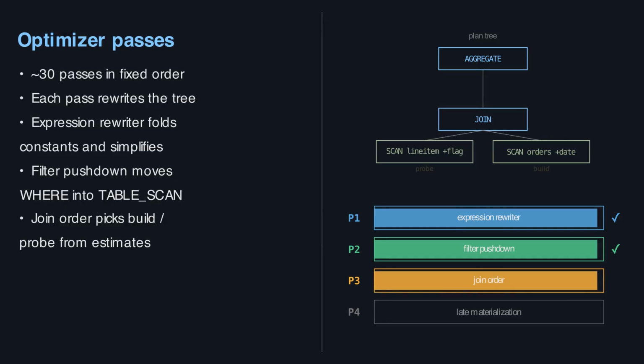The expression rewriter folds constants and simplifies casts. Anything the engine can compute at compile time, it does. Filter pushdown moves where predicates as deep as possible, ideally into the table scan. Join order picks which table builds the hash table and which one probes it, using estimated row counts. Late materialization, when the query has order by plus limit, splits the scan into a narrow phase and a wide phase to avoid copying columns you do not need. Each pass takes microseconds. The whole optimizer typically runs in 1 to 2 milliseconds. By the end, the canonical tree has been transformed into a tight, efficient physical plan.